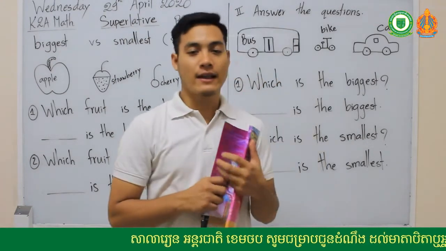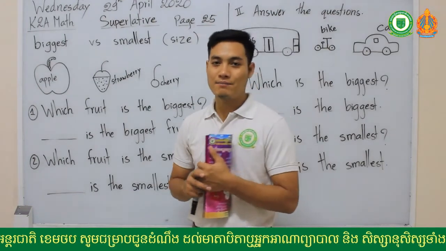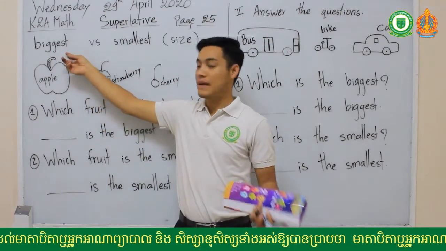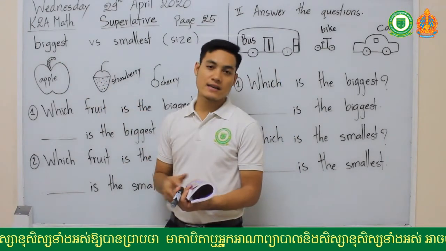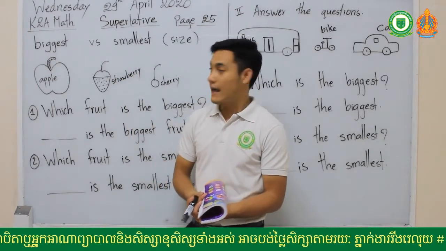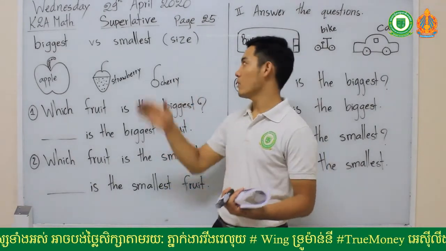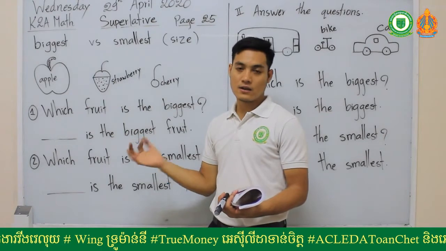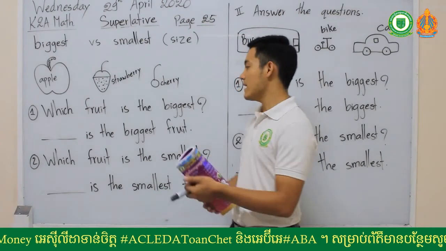Now we're going to learn one more form of superlative: the word biggest and the word smallest. Right here is biggest, and right here is smallest. So let's read it. Biggest, smallest. We use the words biggest and smallest when we want to talk about the size of three things or more than three things, to find out which one is the biggest and which one is the smallest.